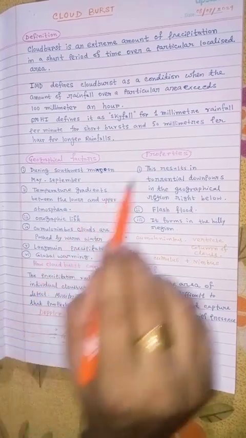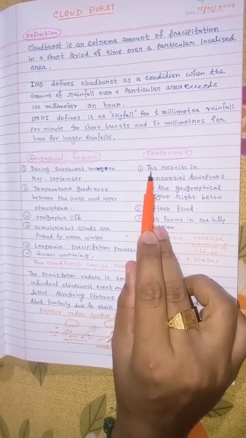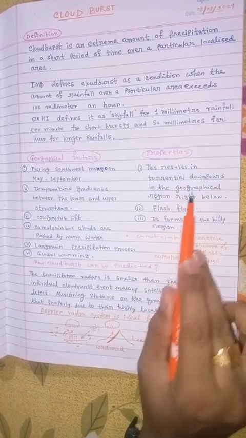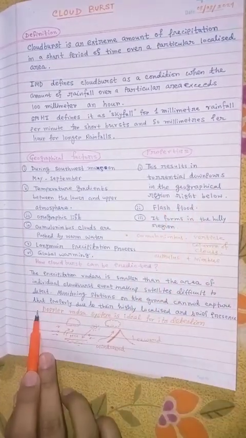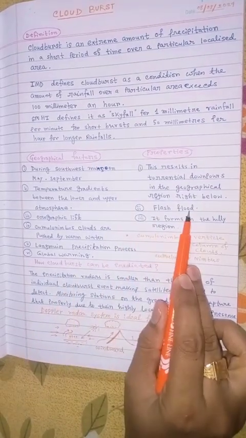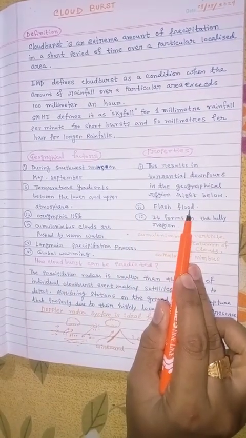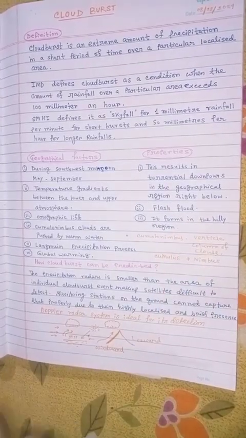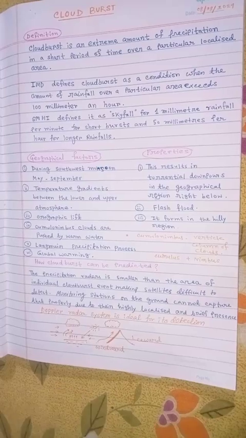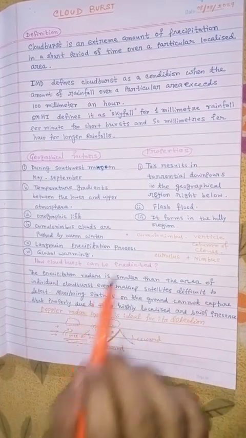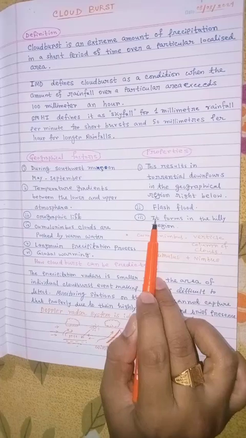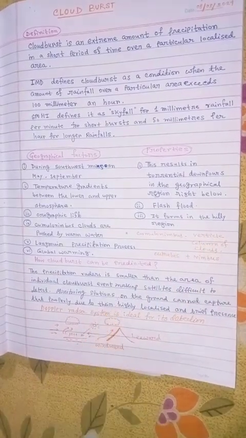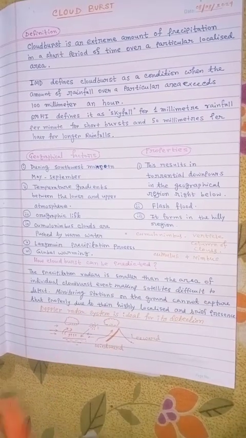The properties of cloudbursts. This results in torrential downpours in the geographical region right below it. Flash flood is another phenomenon during the cloudburst. Flash flood is intense rainfall within a very short period of time, flooding the low-lying areas. Then, another property is that it forms in the hilly region. Now, you have a question, why hilly region?